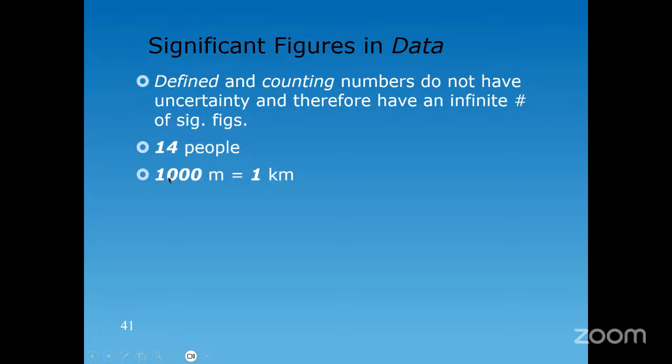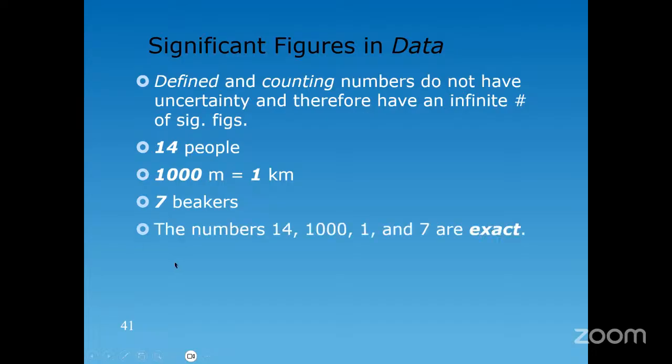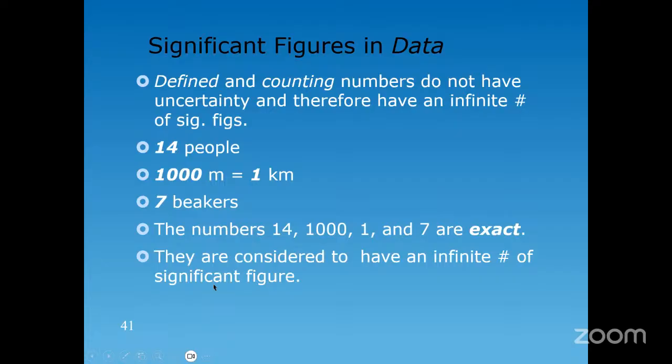The relationship between the meter unit and the kilometer unit: those 2 numbers, the 1,000 and the 1, are both exact numbers. The reason they're exact is because those units are related by definition. So all defined numbers are exact numbers. The 1,000 in the case of the meters and the 1 in the case of the kilometers in this relationship are exact numbers. Again, counting numbers like 7 beakers. In these cases, these numbers are exact, and exact numbers have an infinite number of sig figs. You have to take that into account as well when you're doing any calculations.